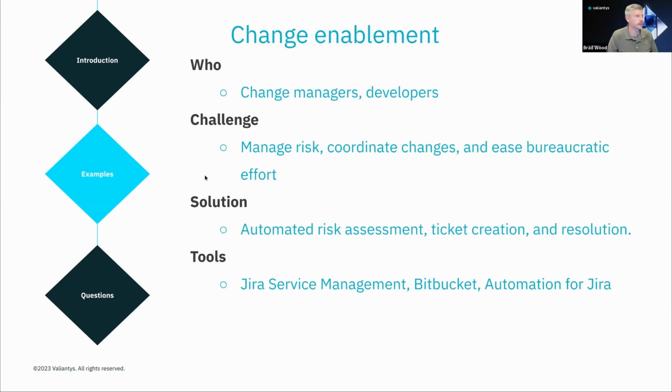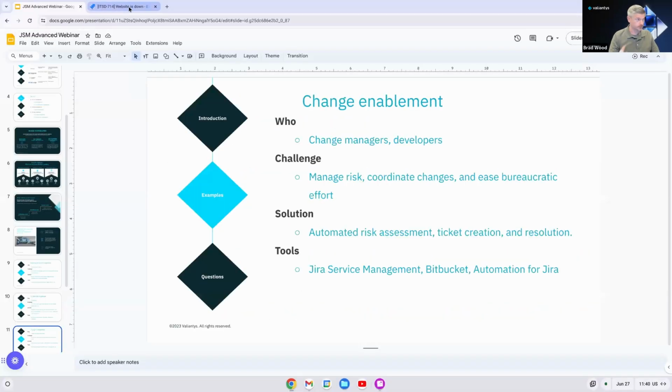And this section is really catered towards our change managers and developers. Our challenge is how do we manage risk, coordinate our changes, and ease bureaucratic effort? The solution is going to be an automated risk assessment, automated ticket creation, and automated resolutions. And our tools here are going to be JSM, Bitbucket, and again, automation for Jira. And so we're going to show how JSM, Bitbucket, automation, and even Jira software can all be connected and utilized together to help us manage our change management process.